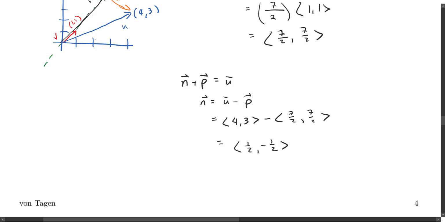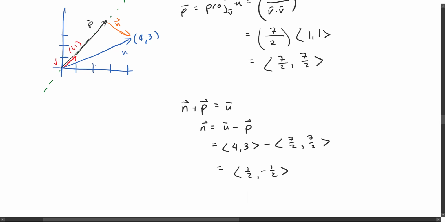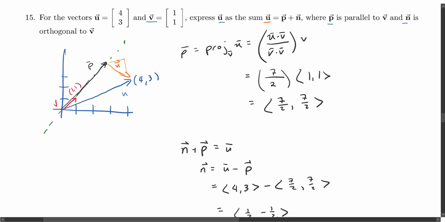So anyway, we've now found that vector n, which you can see, yep, sure enough, it's basically a vector that steps over about 1/2 and steps down by about 1/2. And if you do that, then we arrive at vector u. So we've rewritten vector u as the sum of the black vector p and the normal vector here in orange.